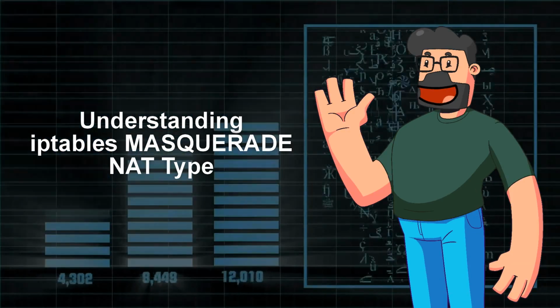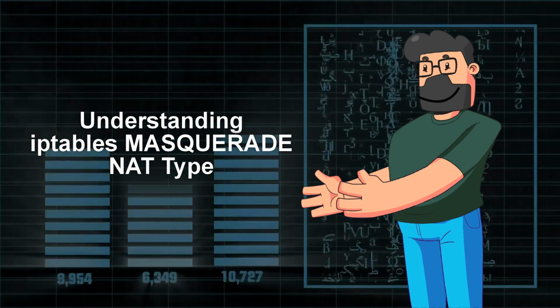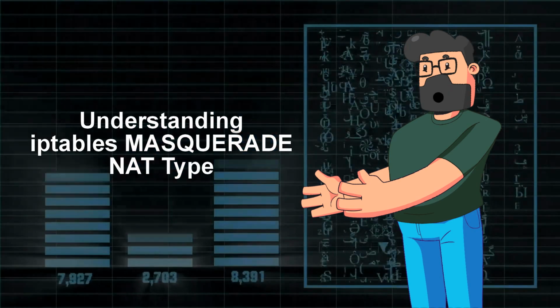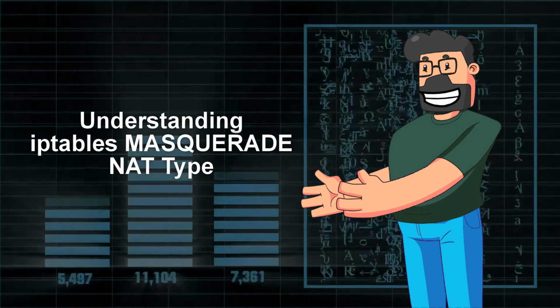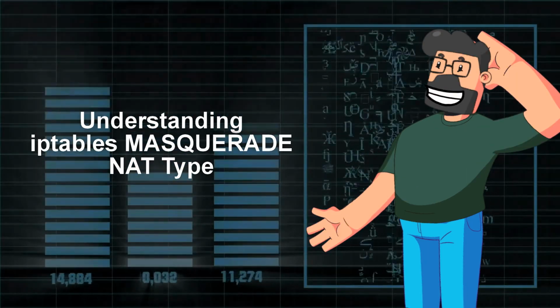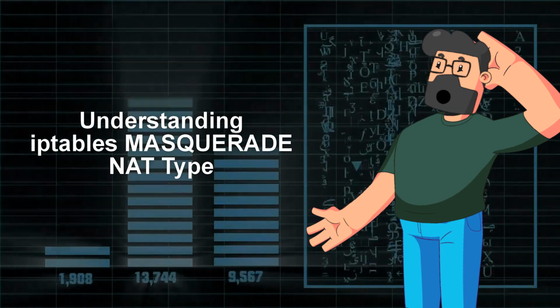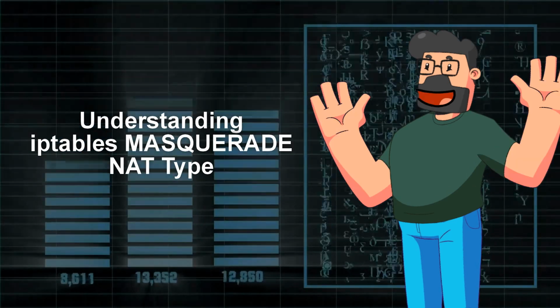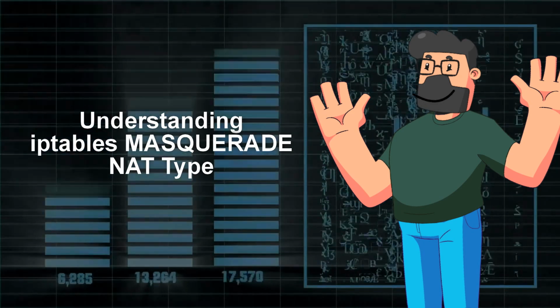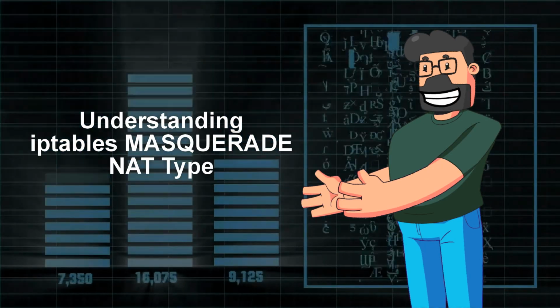Hey there, in today's video, we're diving into a common problem that many Linux users encounter when setting up NAT configurations. The core problem revolves around achieving symmetric NAT behavior on a Linux system, which seems to be a bit elusive given the default setup. Let's explore this issue in more detail.